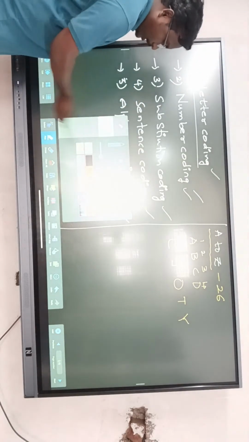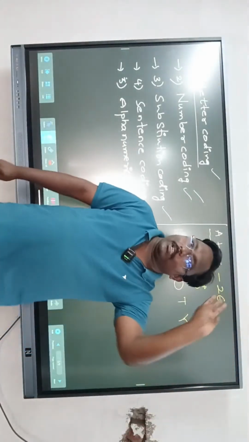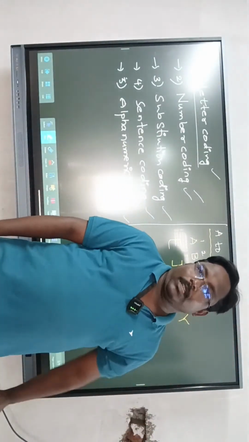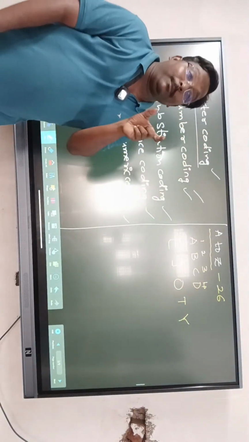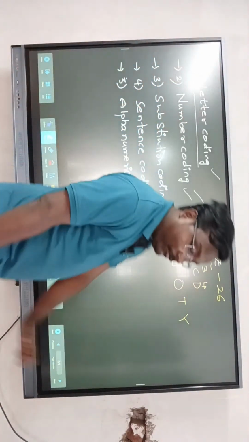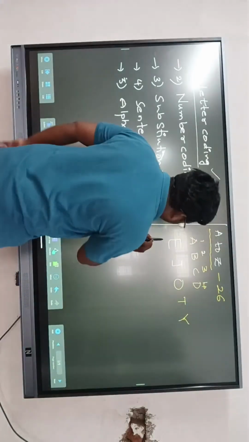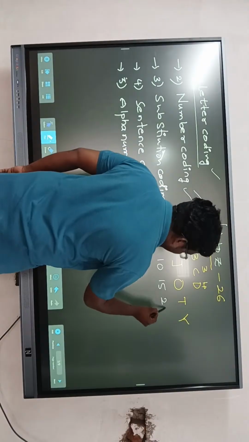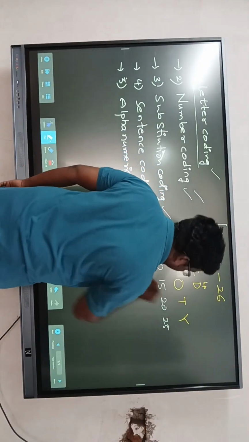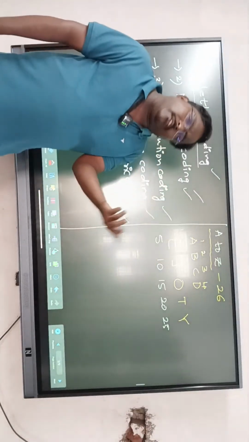Now, we know A for 1, B for 2, C for 3, D for 4. If you observe E-J-O-T-Y, these are multiples of 5: E for 5, J for 10, O for 15, T for 20, Y for 25. So you can remember it anyway.